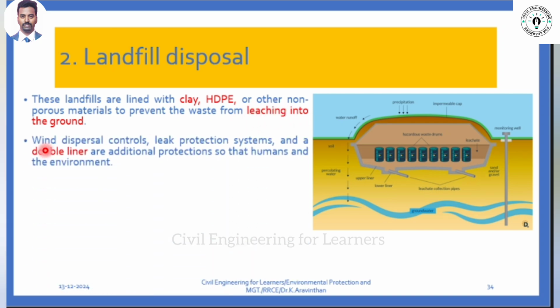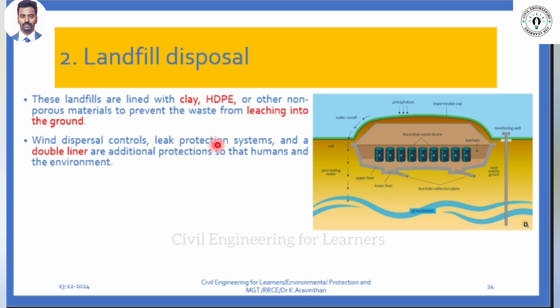So HDPE, high density polyethylene. This is a plastic material. They will place this plastic material around this waste. Can you see this container? They pour all the hazardous liquid waste into a container and then place it in the land so that it will not harm the environment. On the top also they will have some soil. Why? Because the gas should not get emitted. So they will place some soil in order to prevent that.